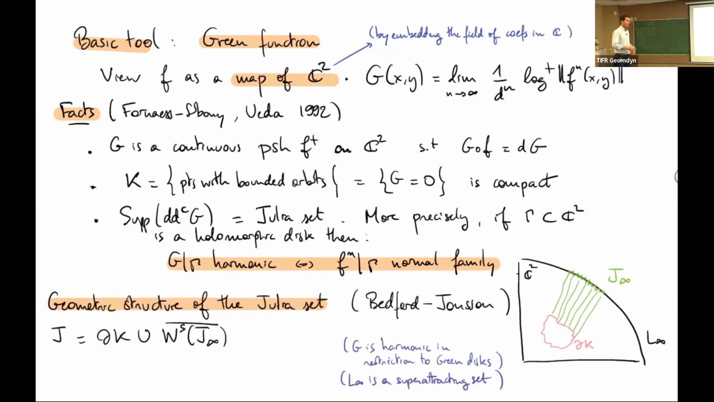Okay, the structure. The Julia set has a nice geometric structure, which was studied by Bedford and Johnson a long time ago, and it looks like this. So you have the Julia set. Well, you have the set K, which is not the whole Julia set, because the Julia set is unbounded in C^2, but the set K is compact. So there are other things in the Julia set than just the boundary of K.